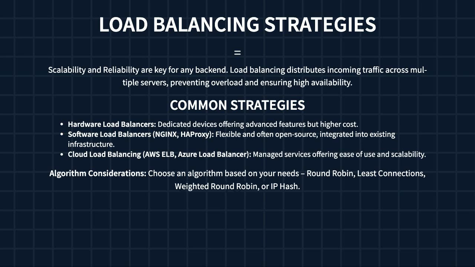We have a few different types of load balancers you can go with: dedicated hardware appliances, software solutions like Nginx or HAProxy, or leverage managed cloud services if that's more your style. And when it comes to choosing an algorithm for distributing traffic, things like round-robin, least connections, and IP hash all have their strengths depending on what you're trying to achieve.